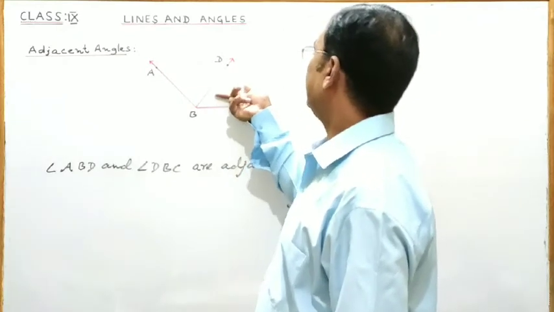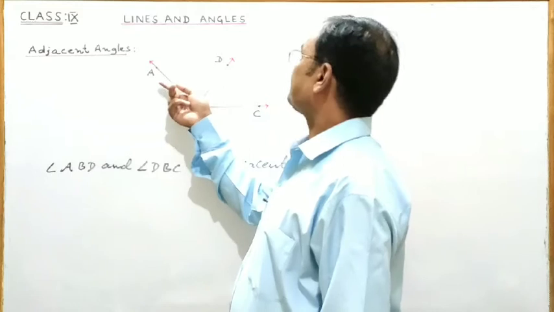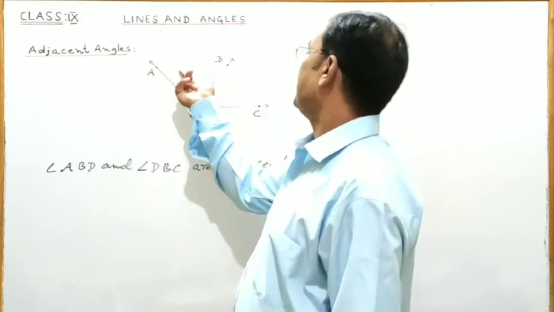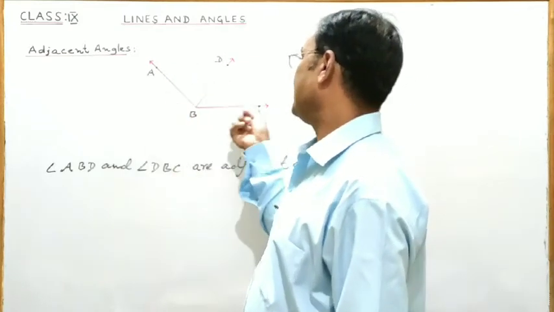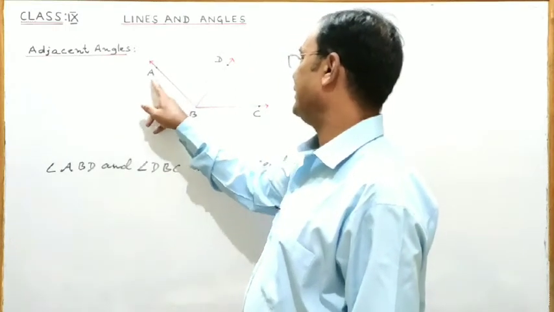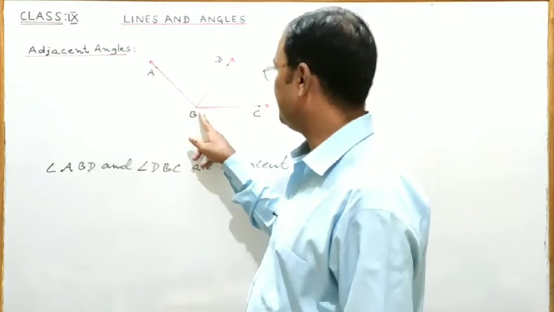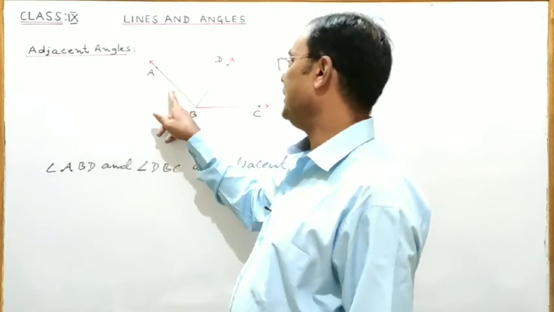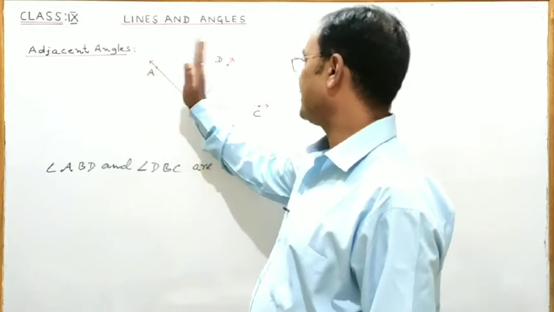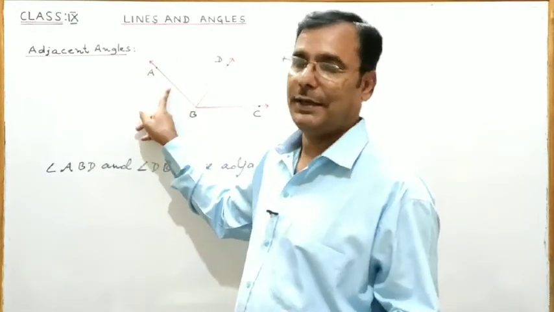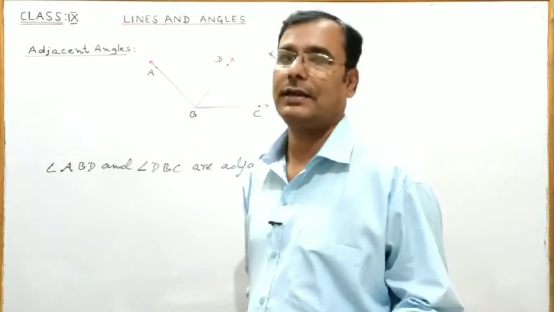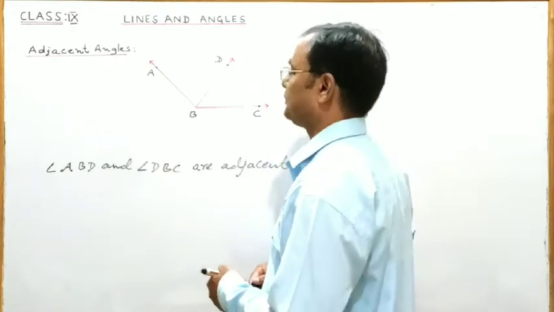Similarly, angle ABD and angle ABC are not adjacent because angle ABD and angle ABC have a common vertex B, a common arm AB, but non-common arms BD and BC are on the same side of the common arm AB. So this way angle ABC and angle ABD are not adjacent angles.